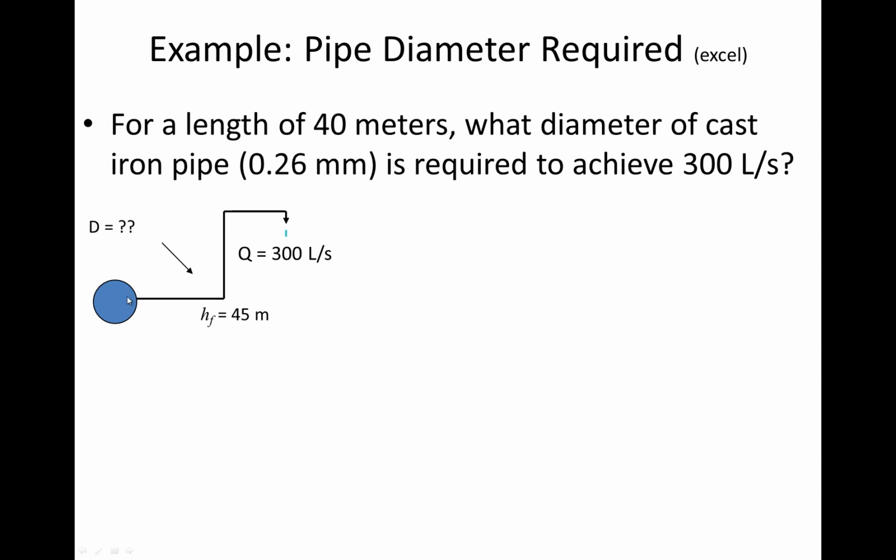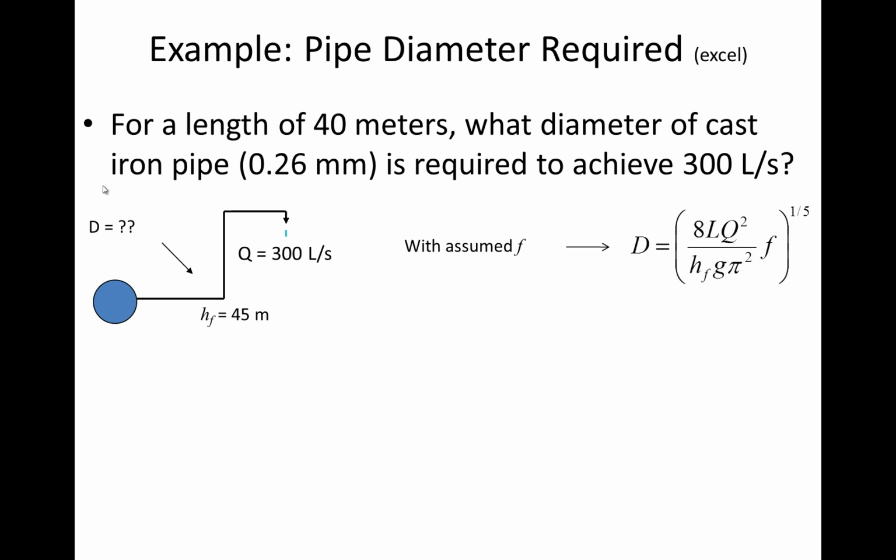That's just based on what the pressure in this pipe is. That's the driving force that's going to be getting the water through the pipe. So if we've got 45 meters of head to push the water through the pipe, and we need to get 300 liters per second through there, how big should the diameter be? That's the essence of what we're trying to do in this example.